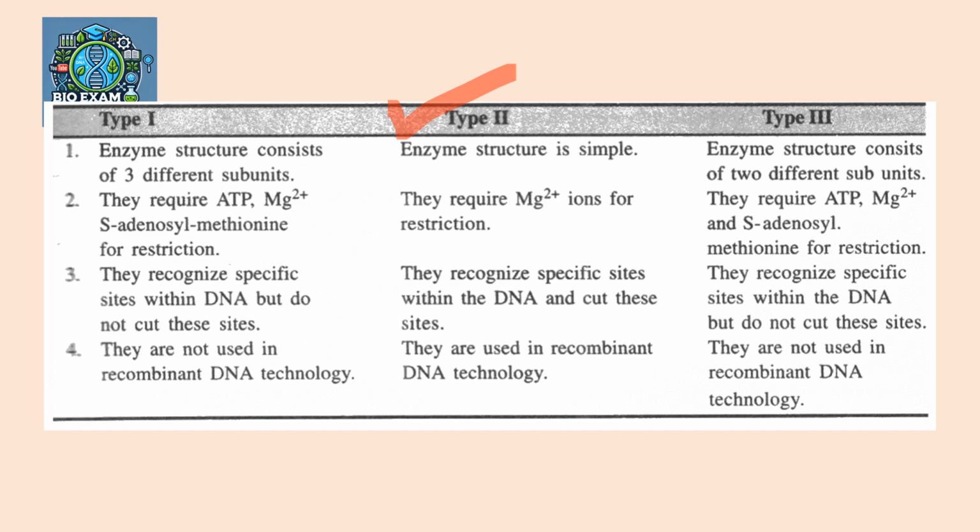So now you know each and everything about it. And what you can do is just write the examples of type 1, type 2, type 3 restriction endonucleases in your notebook, and where they exactly cut, especially for type 2 restriction endonucleases.